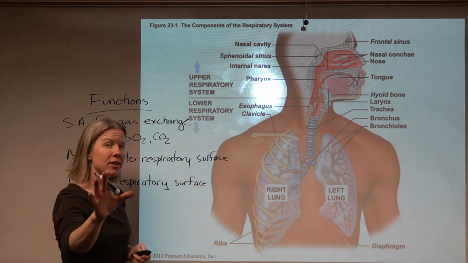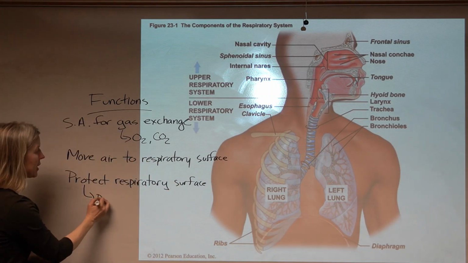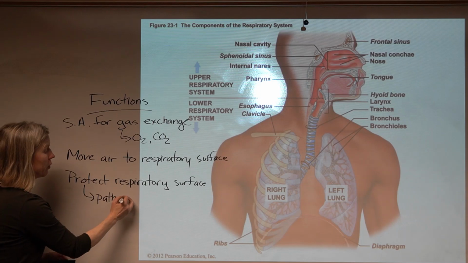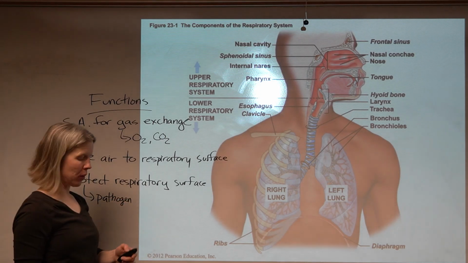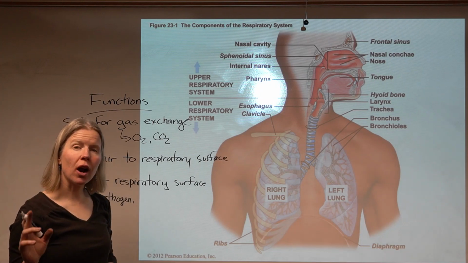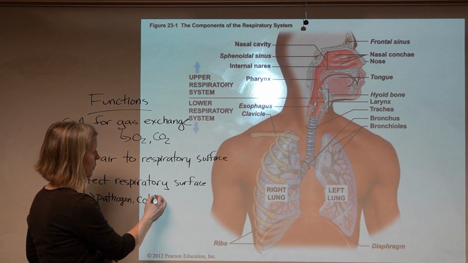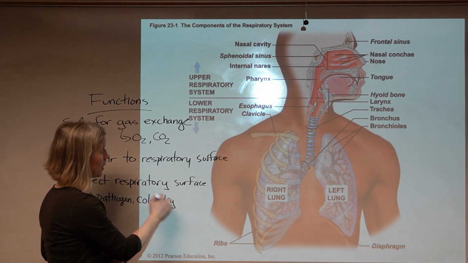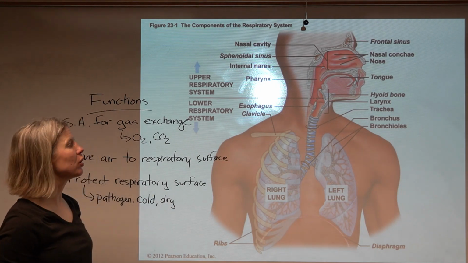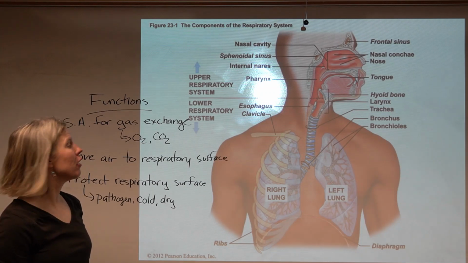And since we just left the lymphatic system, my guess is your first thought when I say protect is thinking about pathogens. And that's a great thought, right? We want to keep infections down in the lungs, but we're also trying to protect that surface from cold and from drying out. It's a very delicate surface. And so we'll look at how some of the anatomy here fits that function.